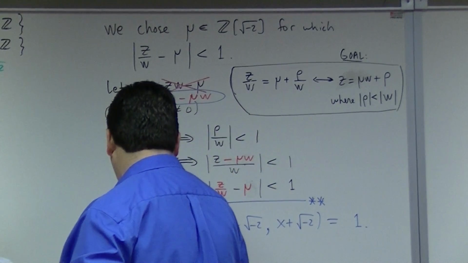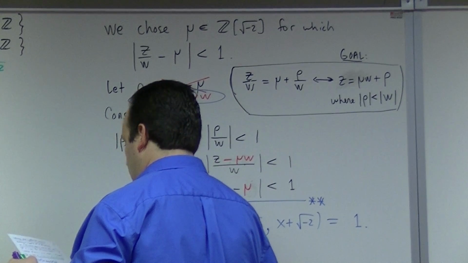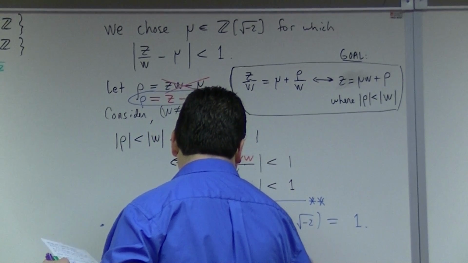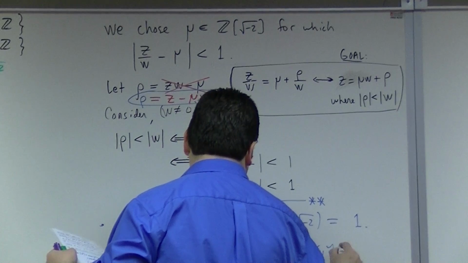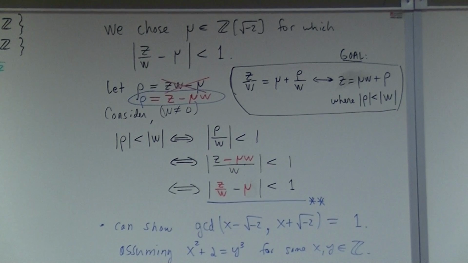Assuming, and that's not just any x, that's assuming that x squared plus 2 is equal to y cubed for some x and y in the integers. In other words, if x appears as we used it earlier, it can also be shown that x plus or minus the square root of minus 2 have no common divisor except for a unit. In fact, the divisor is just 1.